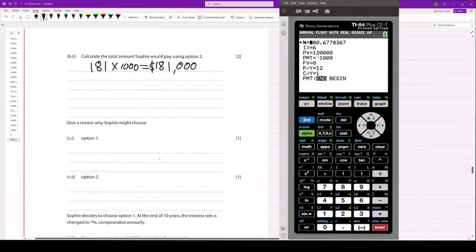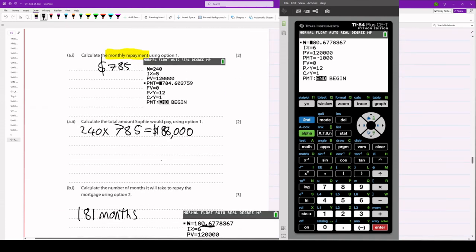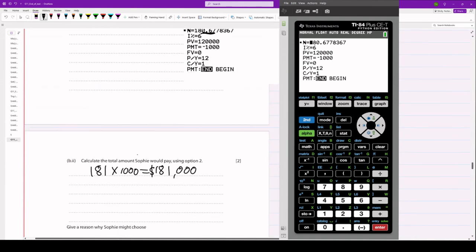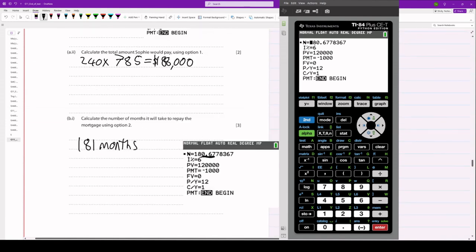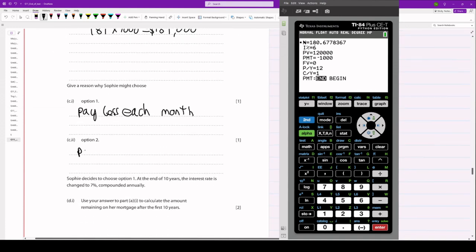Give a reason why Sophie might choose option 1. Okay, well, let's have a look. In option 1, I was paying less each month. Pay less each month. Option 2, I pay less overall by about $7,000. Pay less overall.